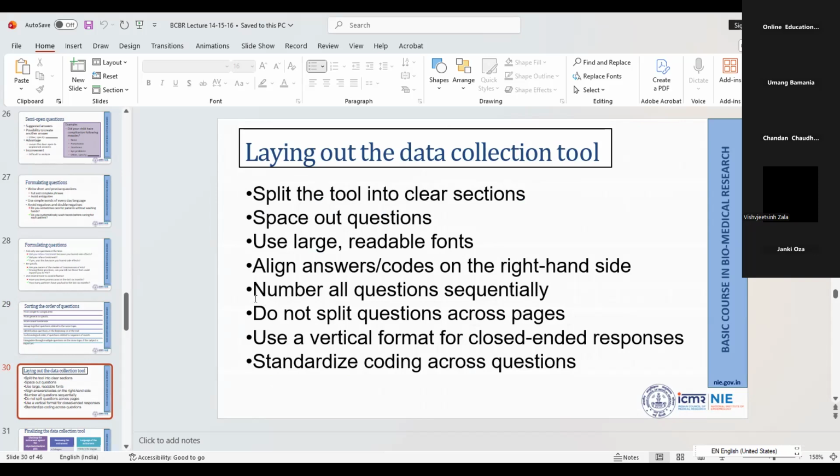Then one thing: do not split a question across pages. If half of the question is on one page and the second half is on the next page, it is not good practice. So keep the question on one page only. Do not split the question. Then use a vertical format for closed-ended questions. If you are going to give options, keep them in vertical format, not horizontal. Then standardize coding across the questions for data entry.